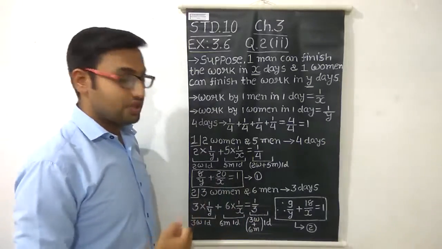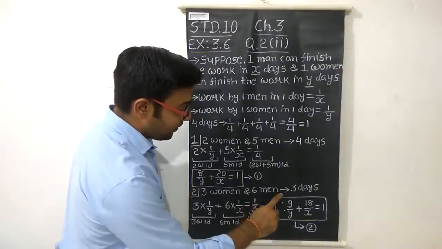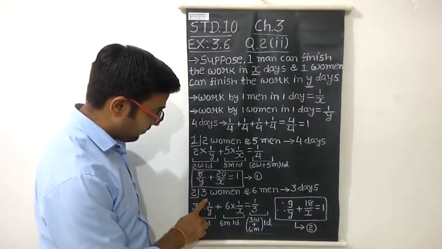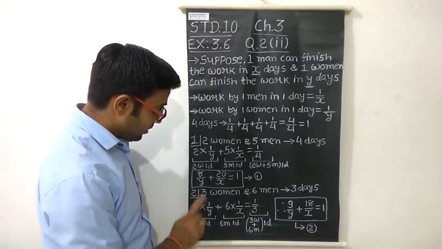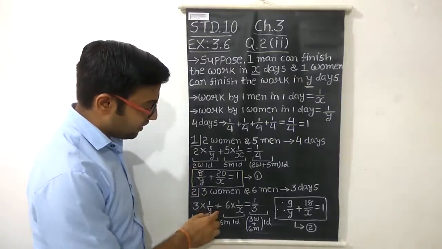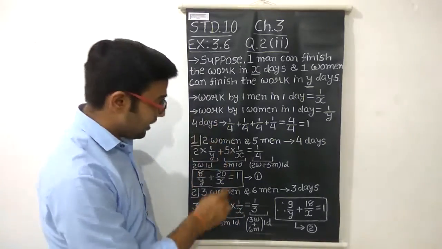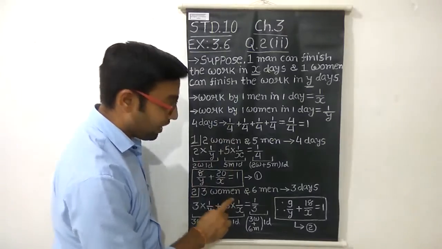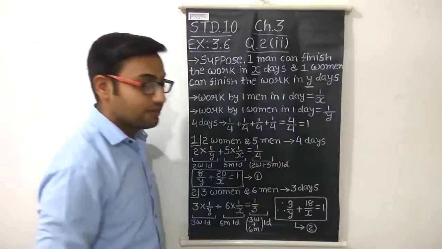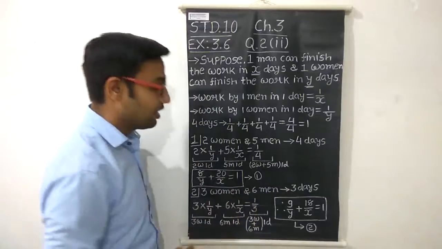What is the second situation given in the question? 3 women and 6 men can finish the work in 3 days. We know that 1 upon y is the 1 day work of 1 woman, so 3 women can finish 3 into 1 upon y work in 1 day. In the same way, 1 upon x is the work of 1 man for 1 day, then 6 men can finish 6 into 1 upon x work in 1 day. How many days are they taking? 3 days. So the work done in 1 day is 1 upon 3.